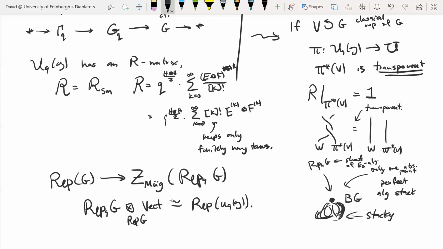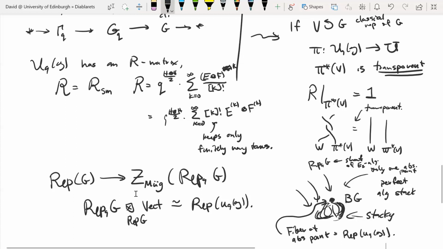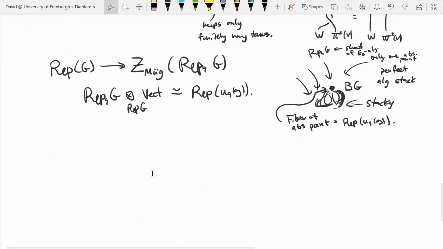It's a sheaf of E2 algebras living over this whole thing, and its fiber at the absolute point, right here, is representations of the small quantum group. So that's a lovely picture.